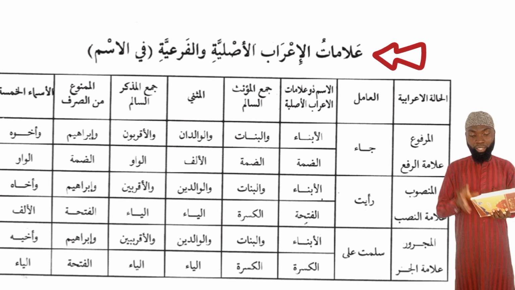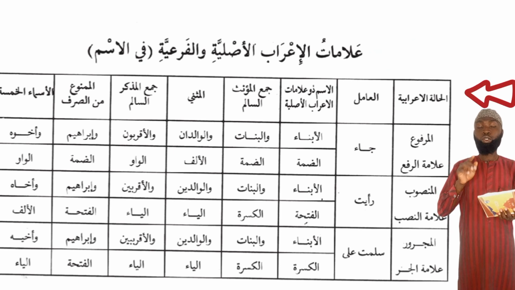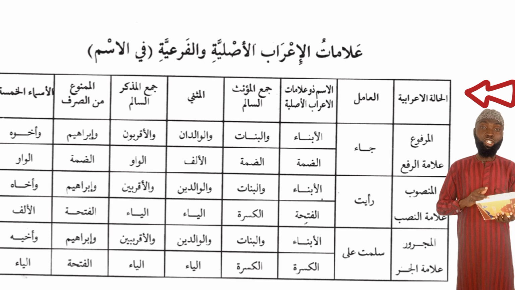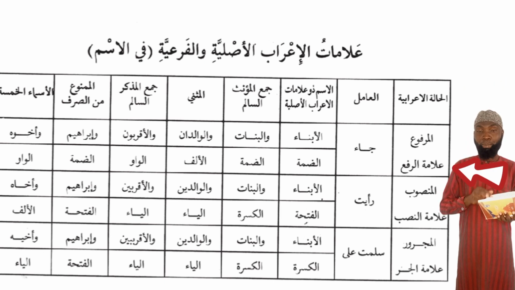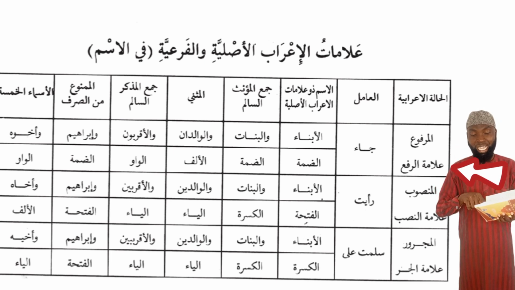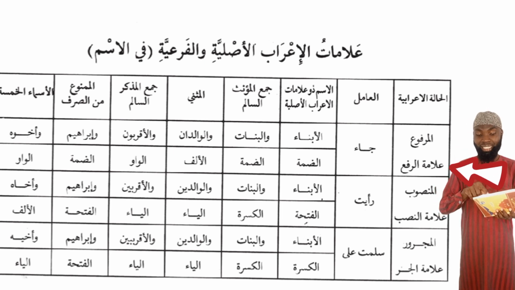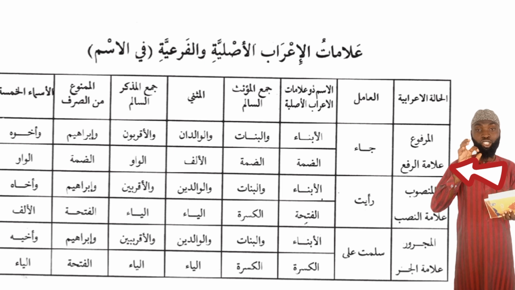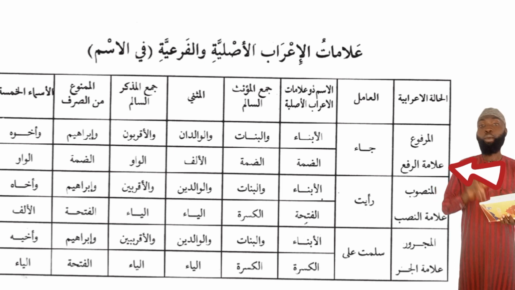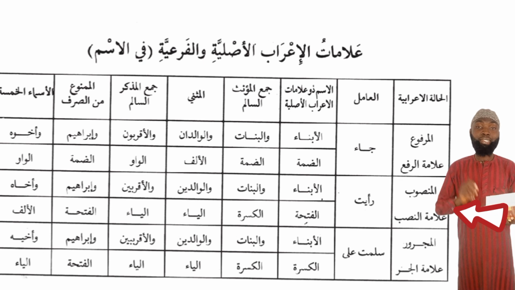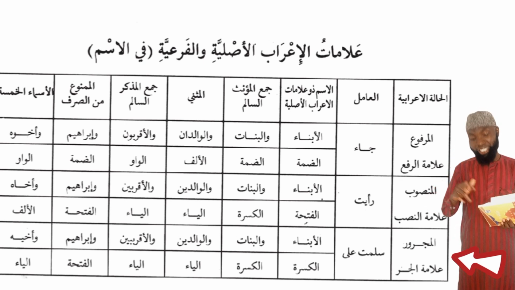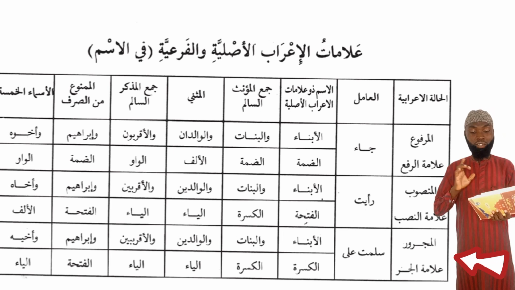We can see on this table, the first column writes al-halatul i'rabiyya, the condition of declension. And under this we see al-marfu', that is nominative, when the noun is in the nominal case, alamatu raf'i, and the sign under it, you can see the sign showing that it is a nominative noun. Then we have al-mansub, the accusative noun, alamatu nasb, the sign of accusative. Then al-majrur, the genitive, alamatul jarri, the sign of genitive.